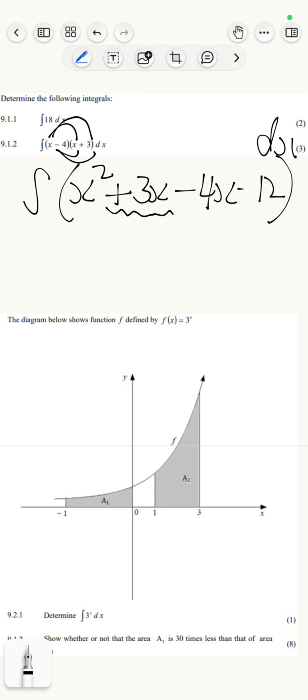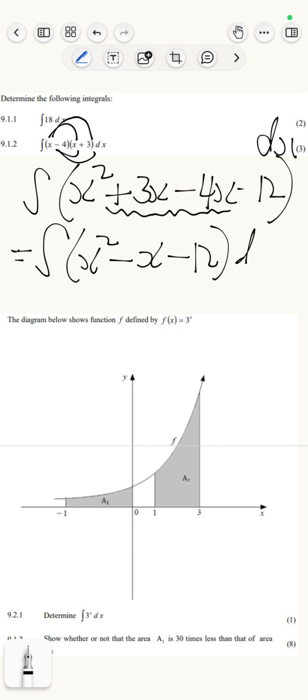These two middle terms are like terms, so I'll add them. I still haven't integrated yet, so I still have my integral symbol here: the integral of x squared plus 3 minus 4, which is minus x, minus 12 dx. Now I'm going to apply the rule, so I'm going to drop my symbol. I'm going to add 1 to my exponent, so it's going to be x to the power of 3 divided by my new exponent of 3.